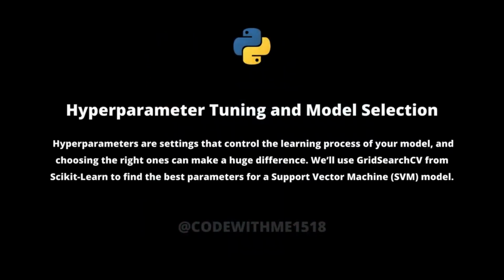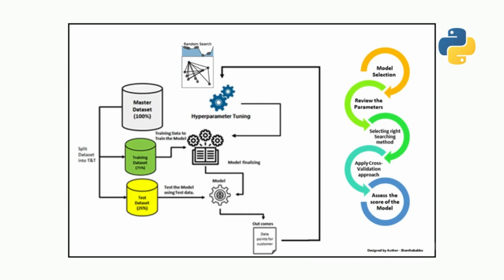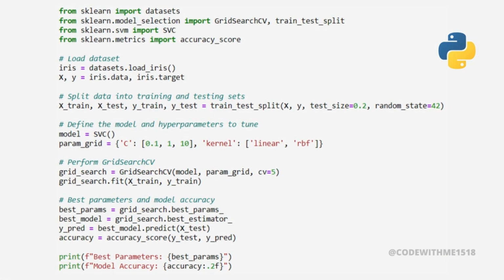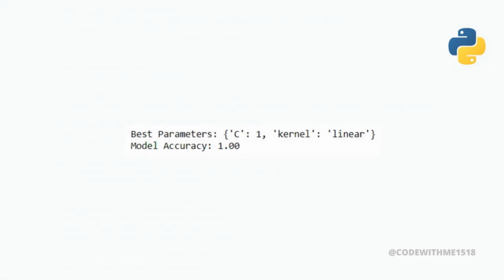Now, hyperparameter tuning. Hyperparameters are settings that control the learning process of your model, and choosing the right ones can make a huge difference. We'll use GridSearchCV from scikit-learn to find the best parameters for a support vector machine (SVM) model. With GridSearchCV, we tested multiple combinations of hyperparameters, finding the best settings that maximize model accuracy. This saves time and ensures our model performs optimally.